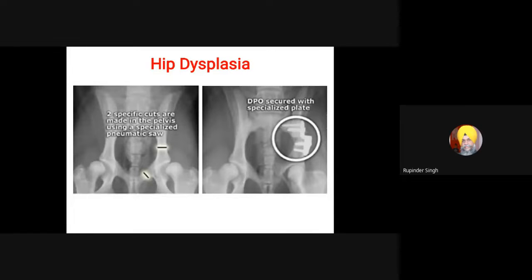So this is quite common. At Gadwasu we are getting maybe more than 150 or 200 cases of hip dysplasia. This is quite a common condition worldwide.